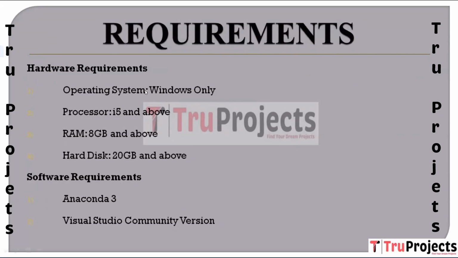So now coming to the requirements part, here we have 2 types of requirements, that are hardware requirements and software requirements. In hardware requirements, operating system as Windows is required, processor i5 and above, minimum 8 GB of RAM is required, hard disk 20 GB and above. Coming to the software requirements part, Anaconda 3 is required and Visual Studio Community version is required.